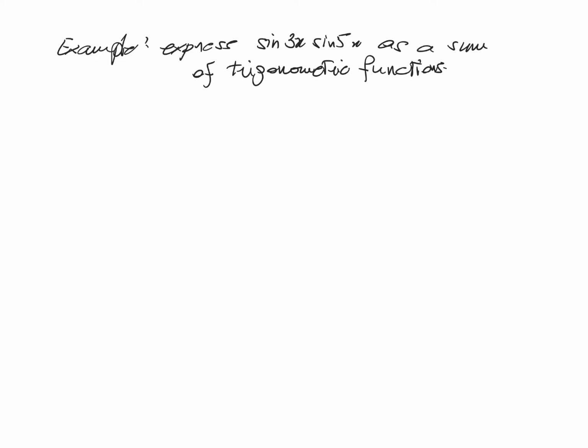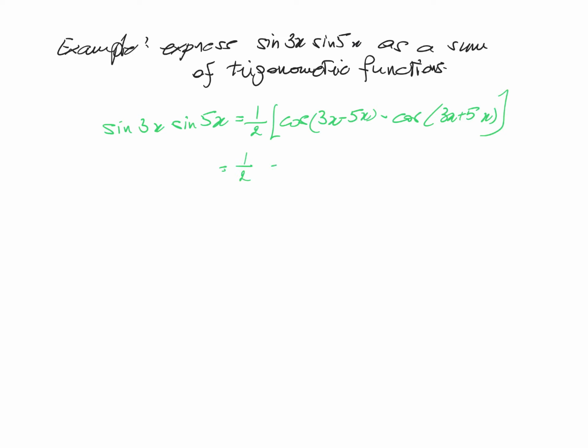So how do we do this? We start with sine 3x times sine 5x, and then we just apply the formula. We know this is 1/2 of the cosine of the difference, so 3x minus 5x, minus the cosine of the sum, so 3x plus 5x, meaning it's 1/2 cosine minus 2x minus cosine 8x. And now we know cosine of minus an angle is just the same as the cosine of the angle, so it's 1/2 cosine 2x minus 1/2 cosine of 8x.